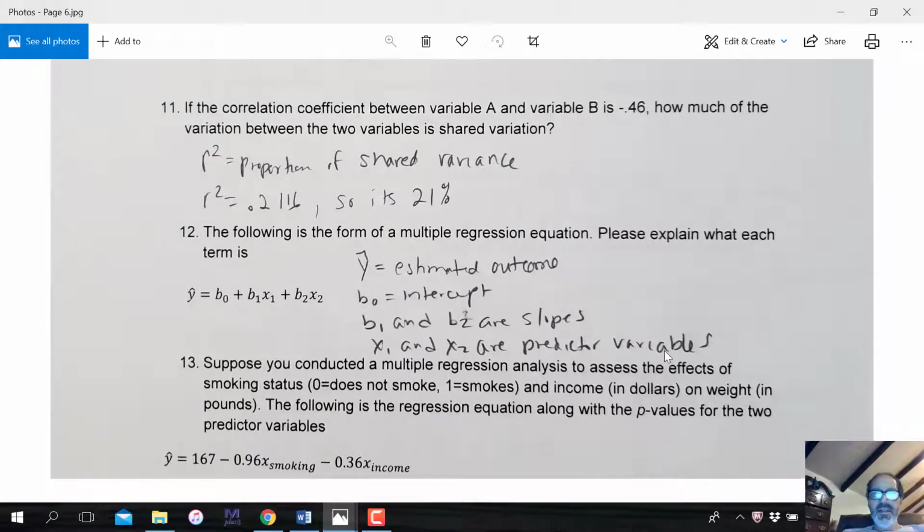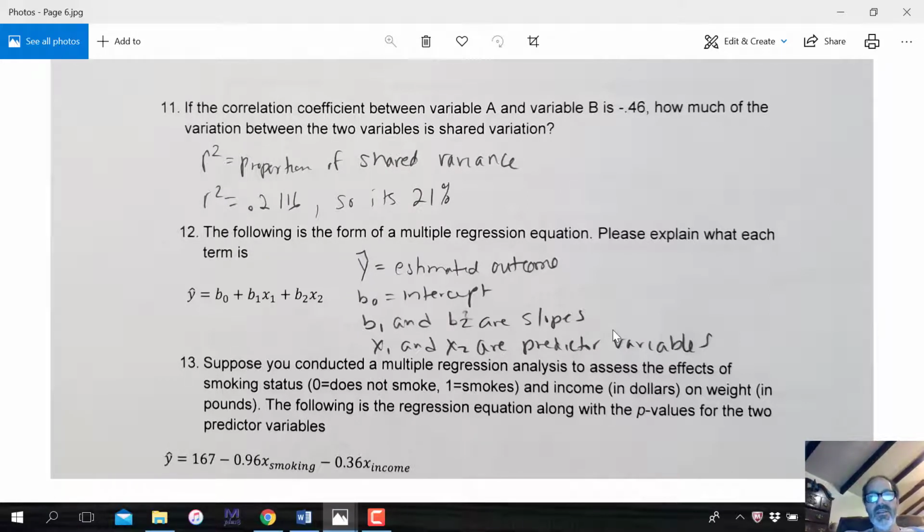All right, let's go to the next one, 11. Here we're talking about correlation coefficients. We already covered what that means: it measures how two variables are related. If the correlation coefficient between variable A and B is minus 0.46, how much of the variation between the two variables is shared variation?